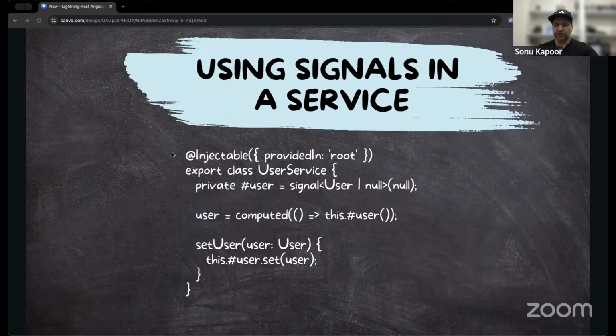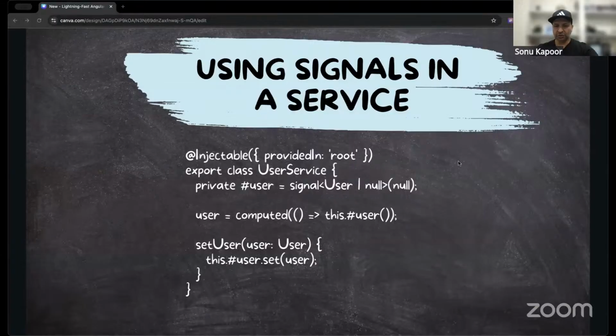And the actual signal holds the state. So we expose a read-only computed signal user. So components can read it, right? Reactively, but not mutate it directly. So this replaces a behavior subject. And for example, where you would have a get user as observable, with something much, much cleaner.